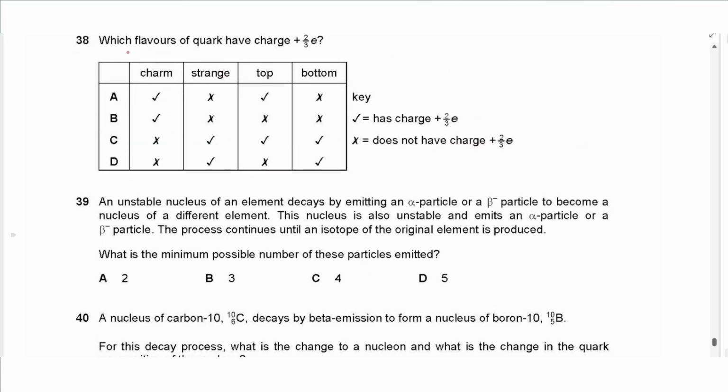Question 38 says which flavors of quark have charge positive 2/3e? That's the charm and the top quarks. Strange and bottom quarks have a charge of negative 1/3e. So this is correct. This is not correct. This is correct. This is not correct. So the common answer is A.